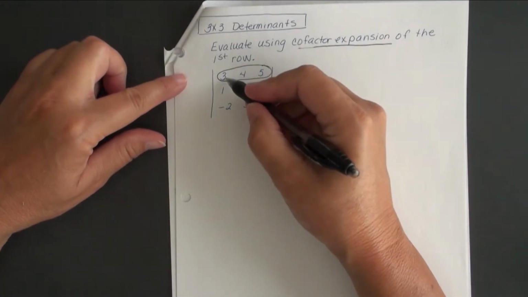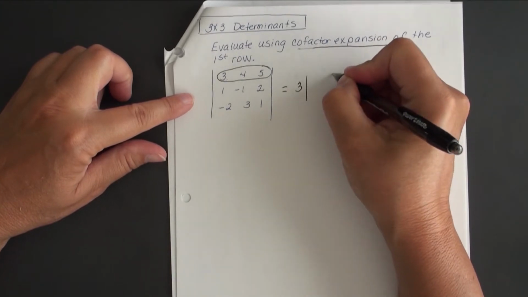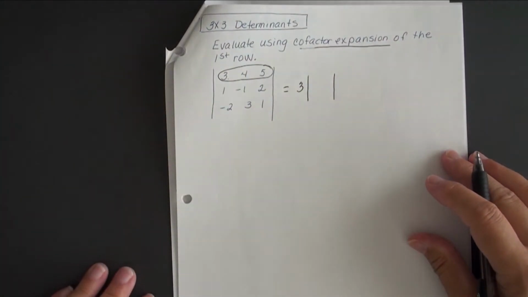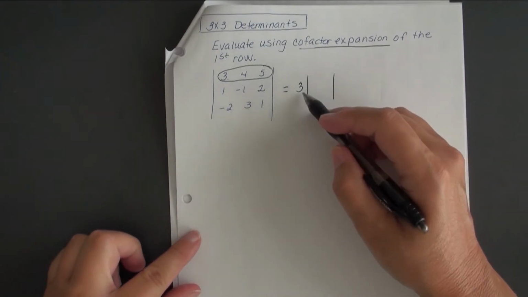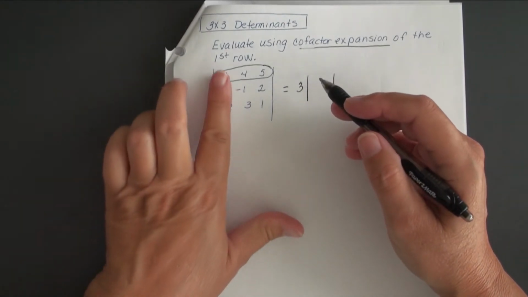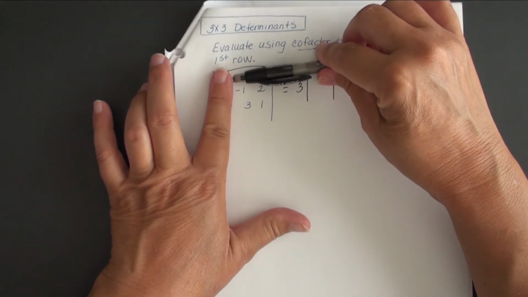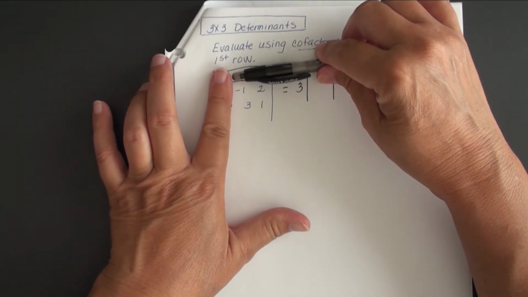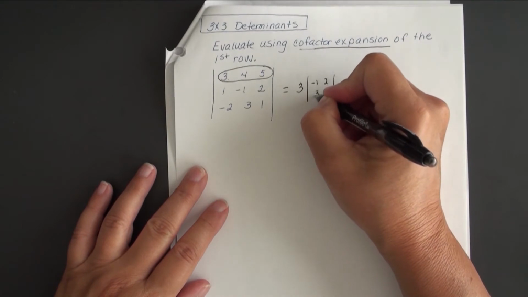You take the first number in the first row, which is 3, and you're going to multiply that by a determinant. And the determinant that you're going to use is the determinant that you get when you eliminate the row and the column that the 3 is in. So if I eliminate this column and this row, the numbers that are left are -1, 2, 3, 1. That's what I'm going to write right here.